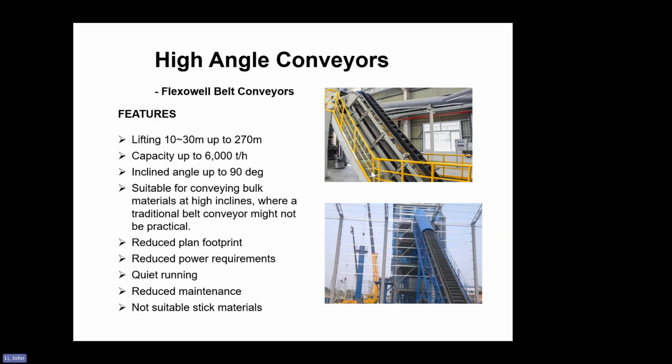So this conveyor's feature is lifting. Usually we use it for 10 to 30 meters high, but it can be up to 270 meters. That is not the usual use. The capacity can be up to 6,000 tons per hour, and the incline angle can be from vertical up to 90 degrees. It suits materials at a high incline where a traditional belt conveyor might not be practical. It also reduces plant footprint and power requirement, runs quietly, and reduces maintenance because there are fewer idlers in the middle, but it is not suitable for sticky materials. This is a picture example in operation.